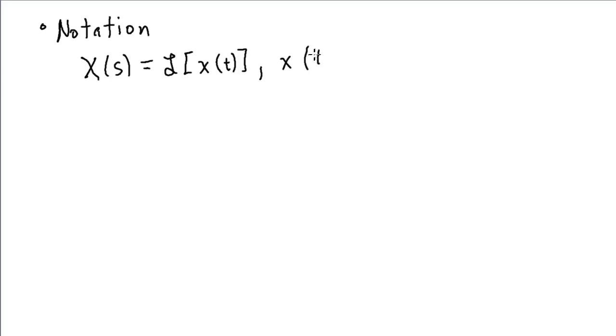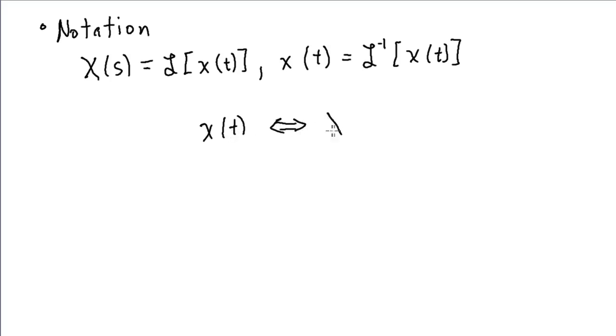You can write the inverse transform as L to the minus 1 to represent the inverse. It's not a reciprocal, but represents an inverse function. And then you may also see the notation with a double-sided arrow indicating that we can go from the time domain into the s domain, the complex frequency domain. So this would indicate that x of t and X of s are a transform pair.